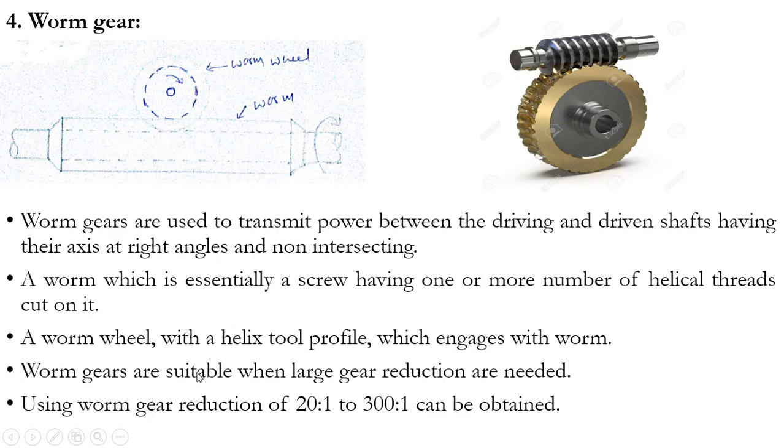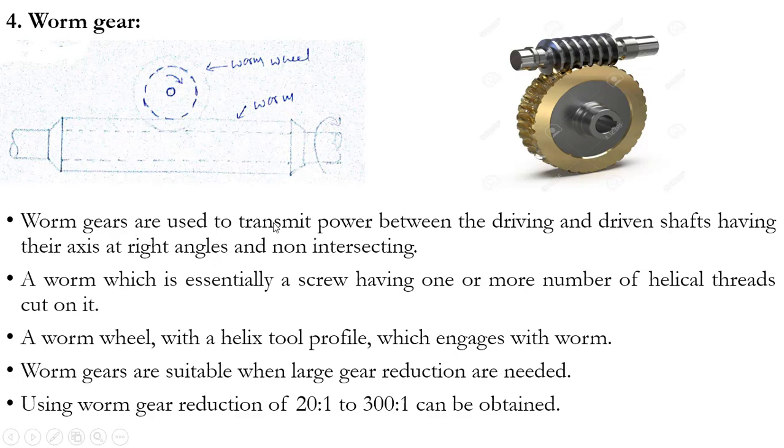And worm gears are suitable when large gear reductions are needed. Using worm gears, gear reduction of 20:1 to 300:1 can be obtained. So if you want to reduce the speed, we will make use of this worm gear. That is the main use of this worm gear, when gear reduction is required. So this is the worm, and this is the worm wheel. You need to write this simple diagram for this worm gear.